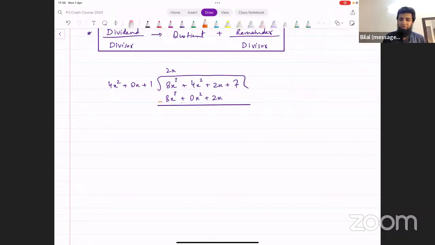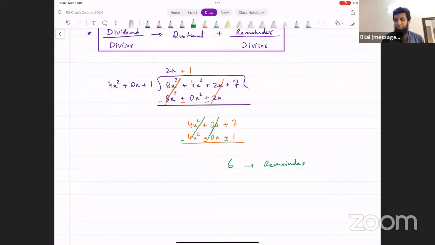Now you change the signs. This gets cancelled, and we have 4x squared. This also gets cancelled. 4x squared plus 0x plus 7. What do you multiply 4x squared by to get 4x squared? You multiply it by 1. So you have 1 into this whole thing, and that gives you 4x squared plus 0x plus 1, right? Now change the signs again. Minus, minus, minus. This gets cancelled. This also gets cancelled. 7 minus 1 is 6. This is the remainder. And right there on top, you've got the quotient.